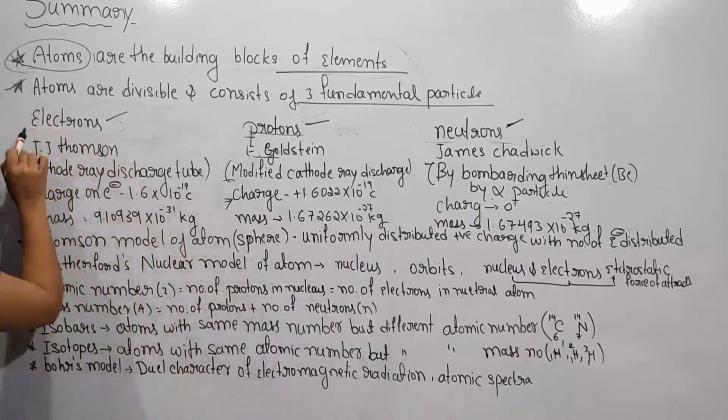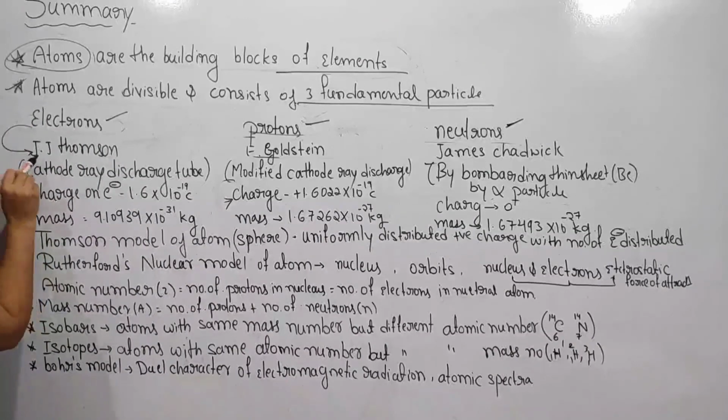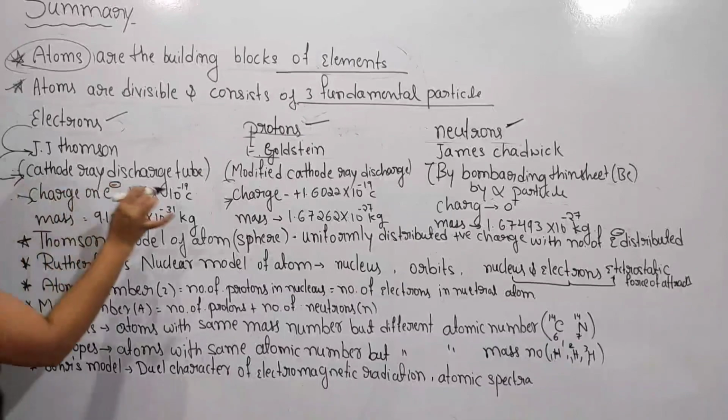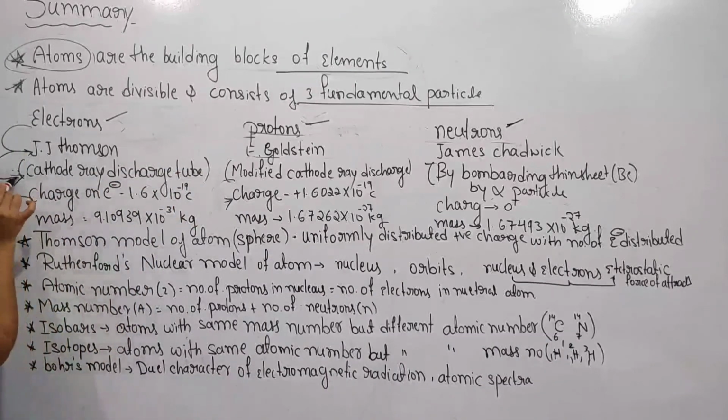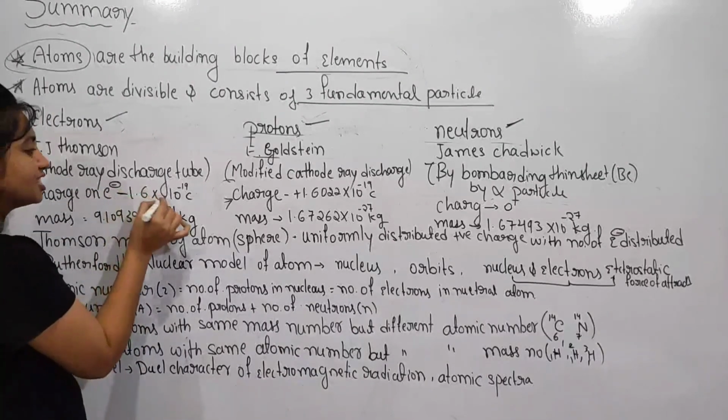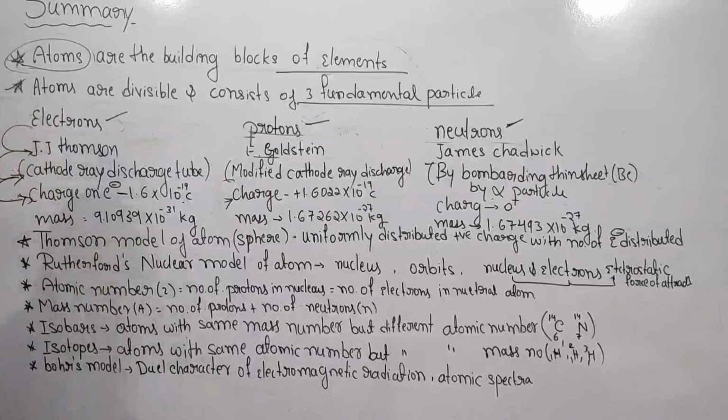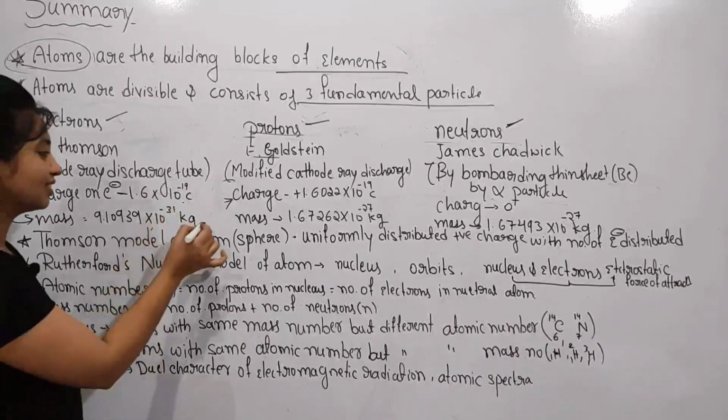The electrons were discovered by J.J. Thomson with the help of the cathode ray discharge tube experiment, and these electrons carry a negative charge. The charge on the electron is minus 1.6 into 10 raised to minus 19 coulomb, and the mass of the electron is 9.10939 into 10 raised to minus 31 kg.